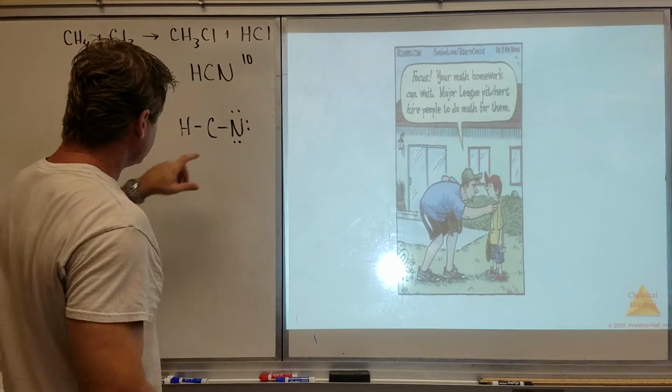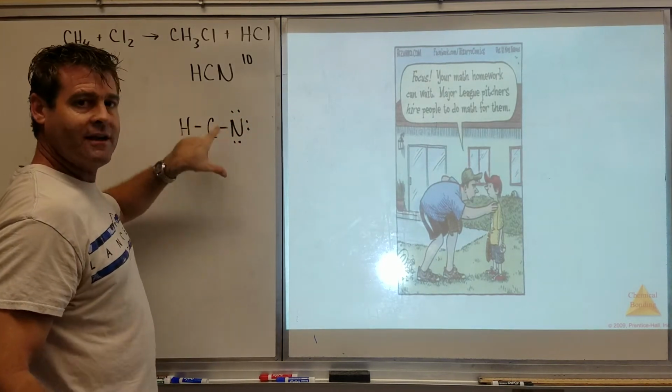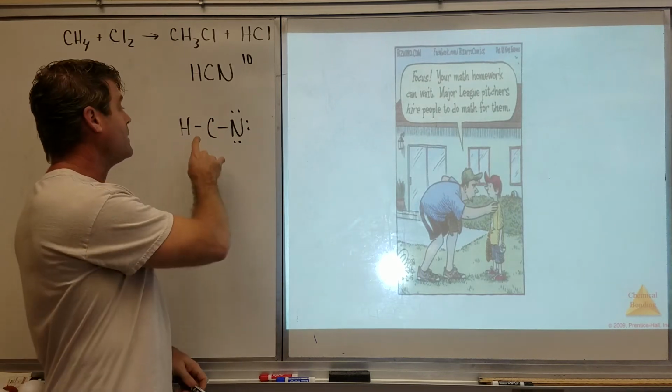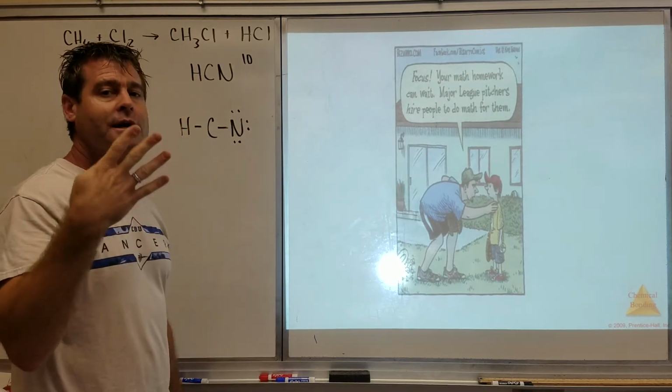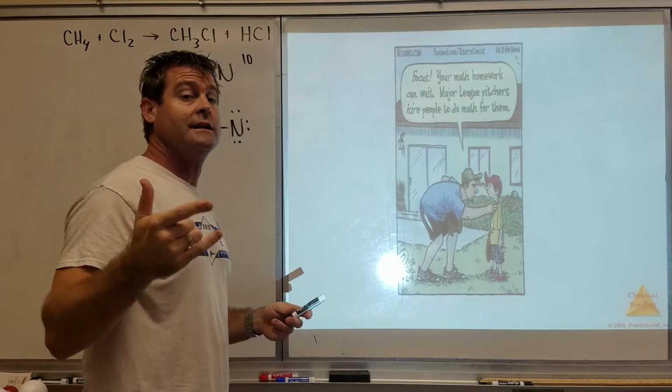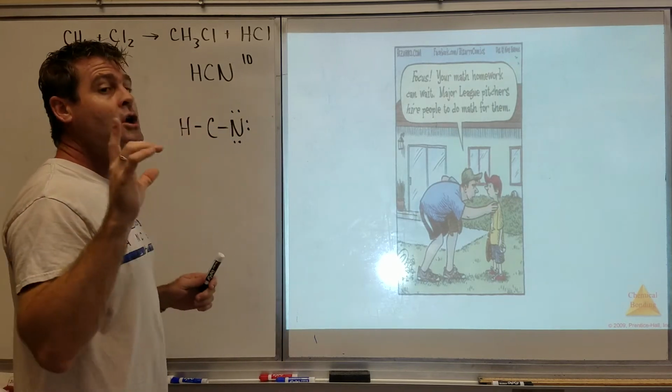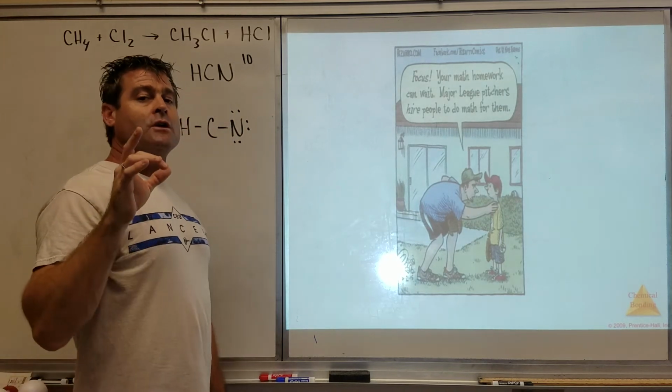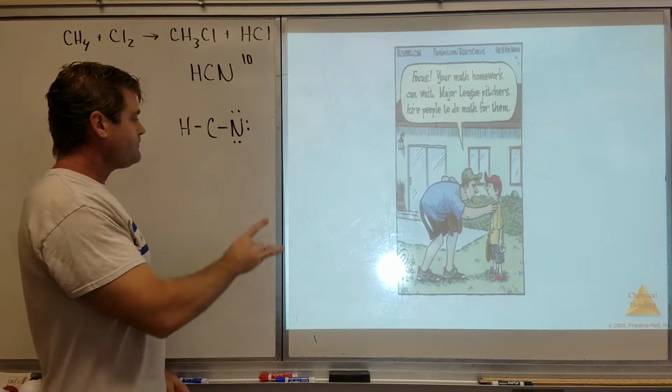Nitrogen, let's look at nitrogen. It has 2, 4, 6, 8 valence electrons. Nitrogen looks good. Let's look at carbon. 2, 4. Carbon only has 4. It hasn't satisfied the octet rule. That's a good indication that this is not the correct Lewis structure. So what you do with that is you take a lone pair and you make it a shared pair.